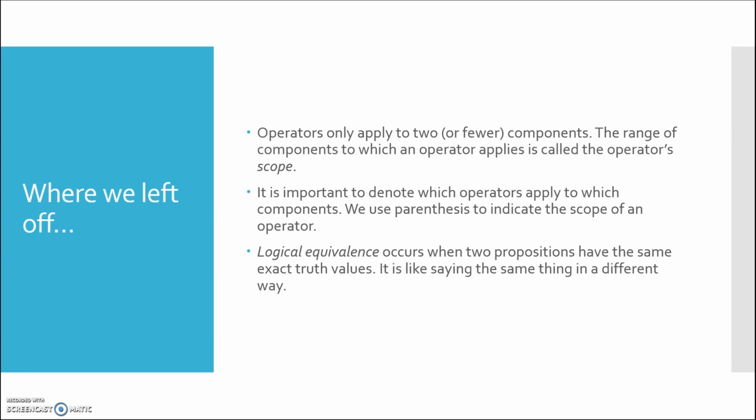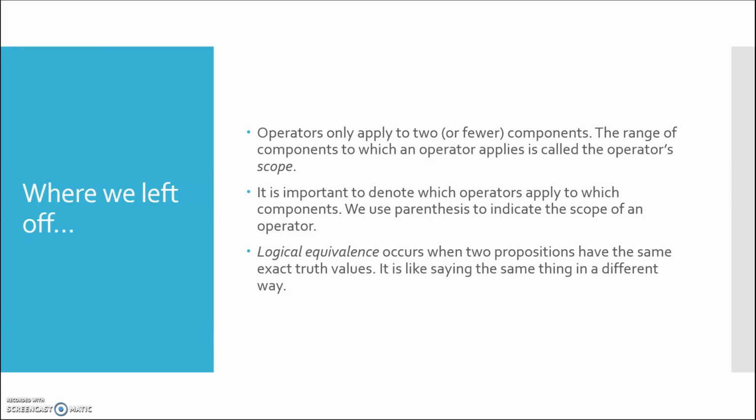So, where we left off, we were talking about operator scope, and we discussed how the range of components to which an operator applies is called the operator scope. We use parentheses to indicate what the limits of an operator are. It's important to denote which operators apply to which components.